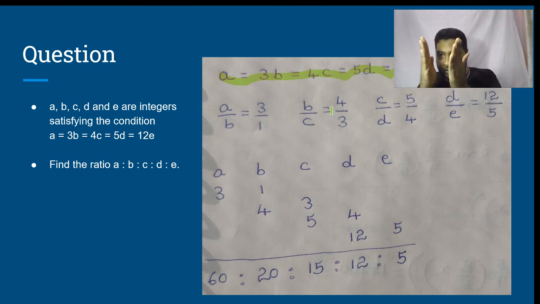Forget about the other. Now, look at it. 5D is equal to 12E. D by E will be equal to 12 by 5. Right? Now this entire thing we have written can be represented as A, B, C, D, E. A is to B is 3 is to 1. B is to C is 4 is to 3. C is to D is 5 is to 4. D is to E is 12 is to 5. Now let me start from the right end.